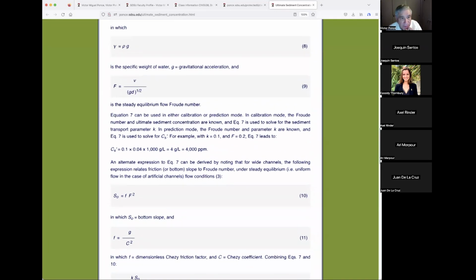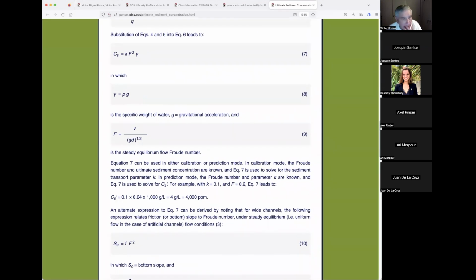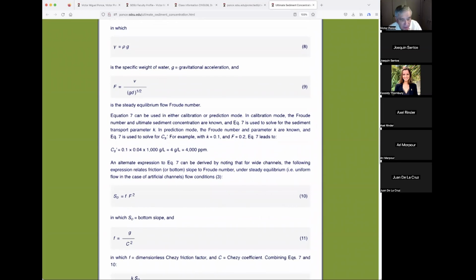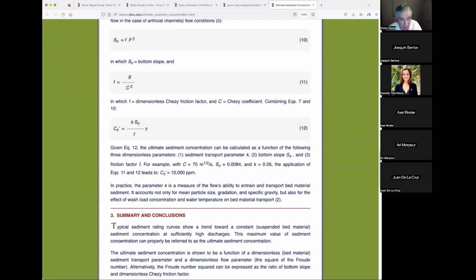It's a function of the slope, the F, RF, and the gamma, and the K. The K is the central dimensionless parameter that describes and quantifies the transport.